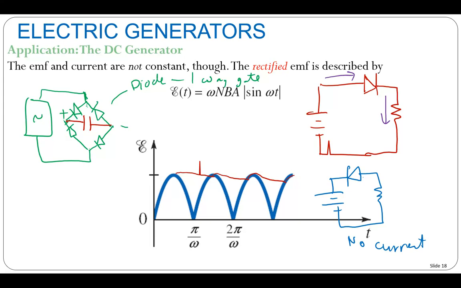So the bridge is made out of 4 of those diodes, and the diodes are arranged so it will only allow current to flow to make one side positive and one side negative.